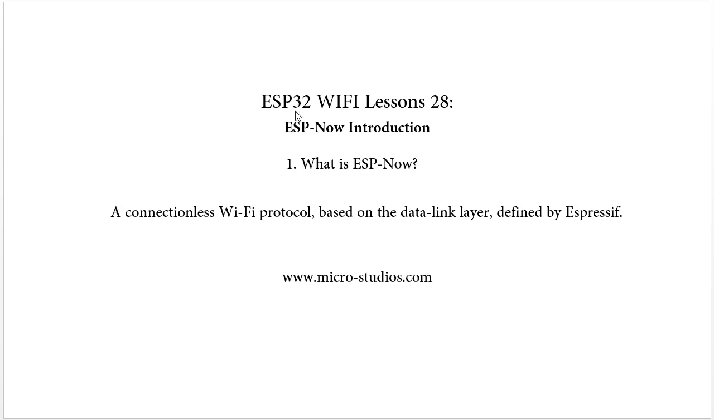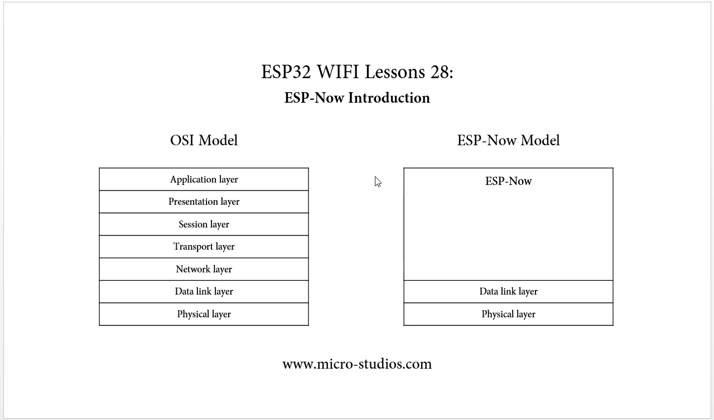So what has the company done for the ESP-Now? The ESP-Now mainly merged the first 5 layers of TCP/IP into one layer: the application layer, presentation layer, session layer, transport layer, and the network layer into the one ESP-Now layer. So why did the company want to merge the 5 layers into one layer?